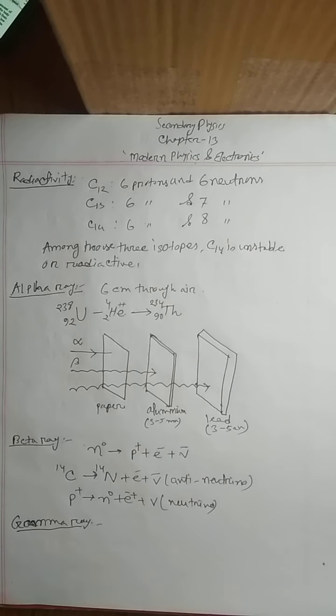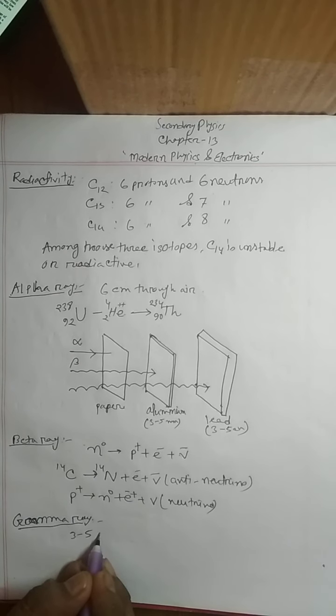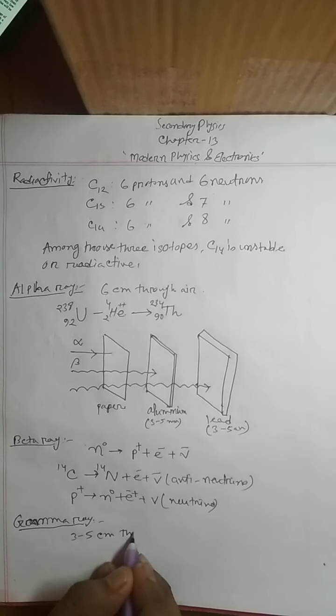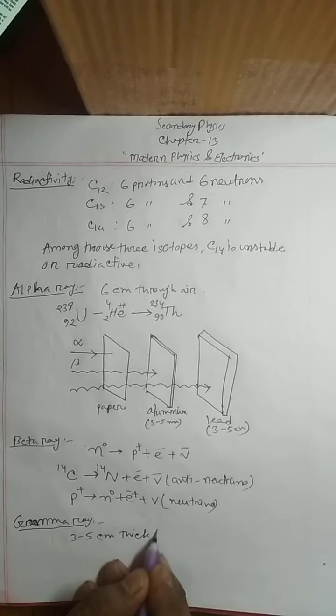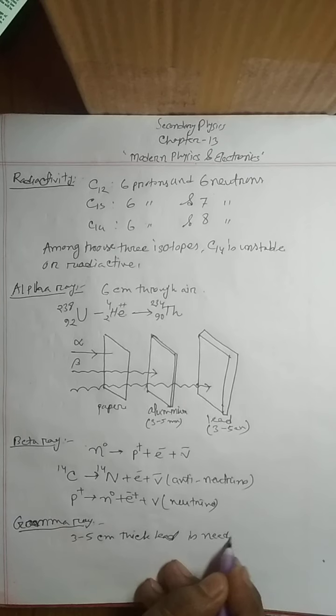To stop a gamma ray with energy equal to the alpha and beta particle, a thick layer of lead of several centimeters is needed, like 3 to 5 centimeters. Okay, 3 to 5 centimeter thick lead is needed to stop it.